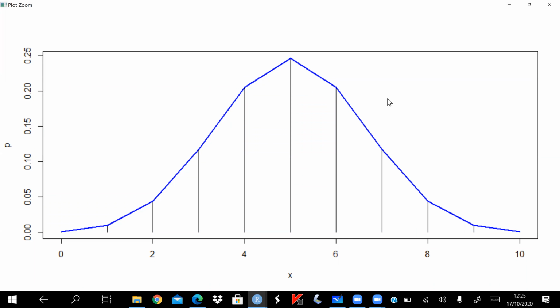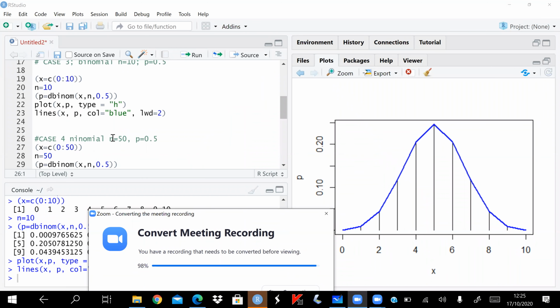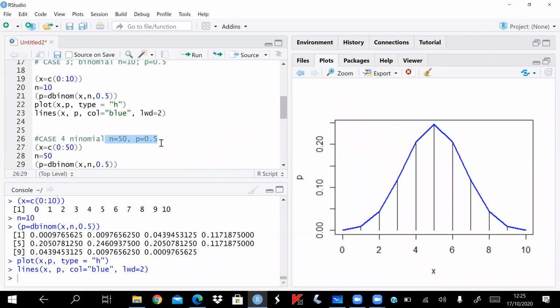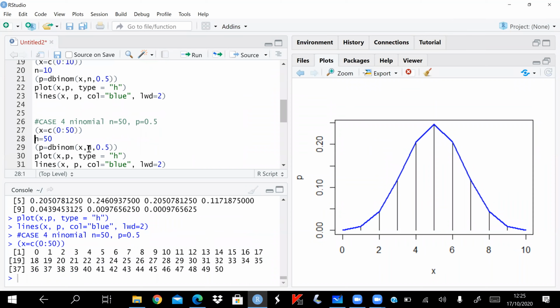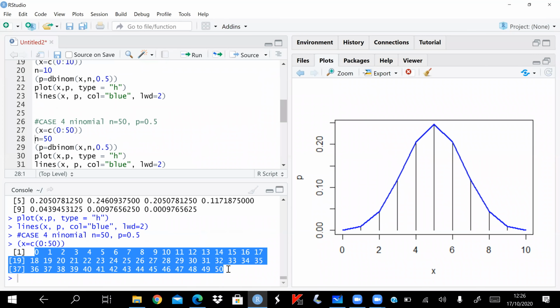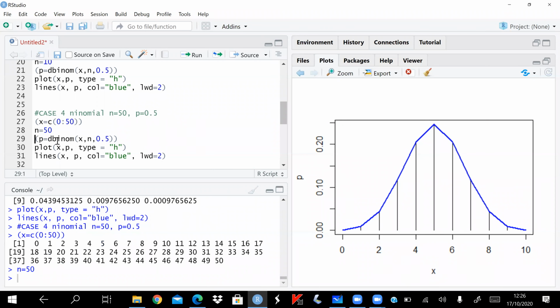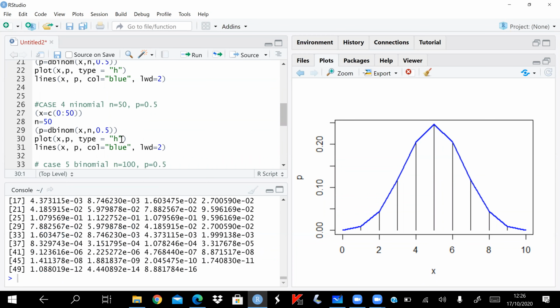Okay. Then if I increase the number of trials, and you see now, if you have more trials, you may not be able to do them manually. It will take a lot of time. Like when n is 50, you may not be able to compute the probabilities for the 51 possible values of x. But using computer software, it is quite easy, because now I've just listed all the possible values of x. Then I declare that my n is 50. Then the probability for each possible value will be given by that code there.